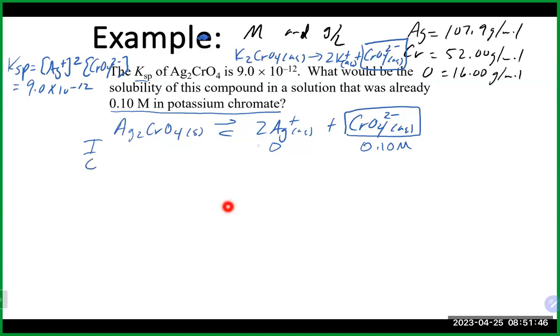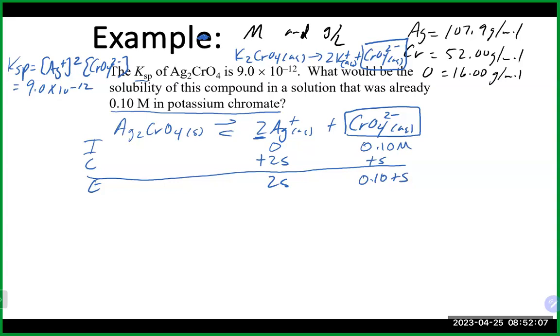Rest of it will be kind of like normal. Once again, we do have a 2 there, so we don't want to forget it as 2s. This would be plus s. Coming down this way here, we would end up with 2s and 0.1 plus s. Any questions on the table there?